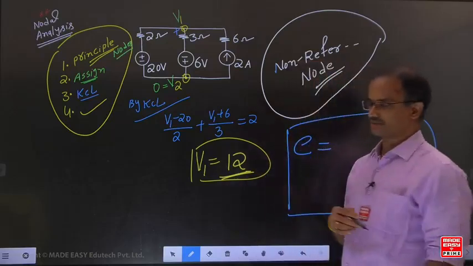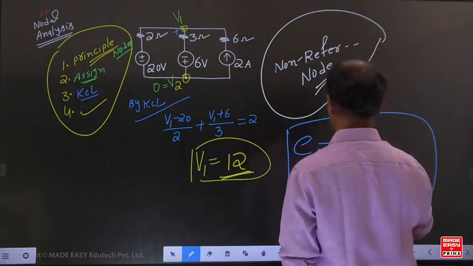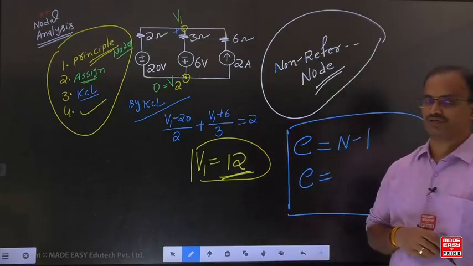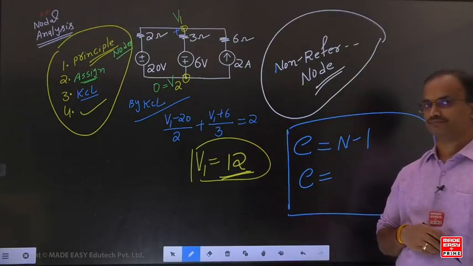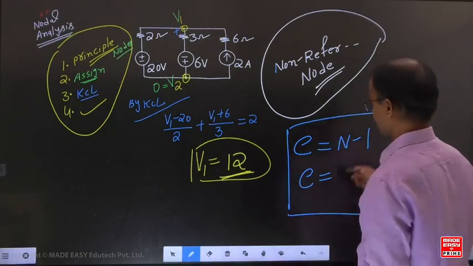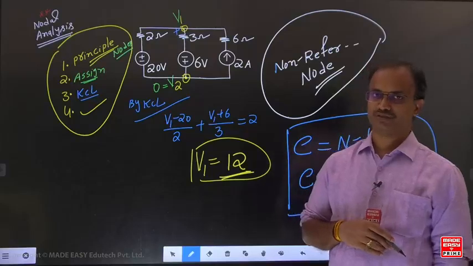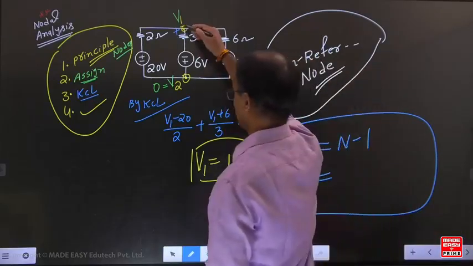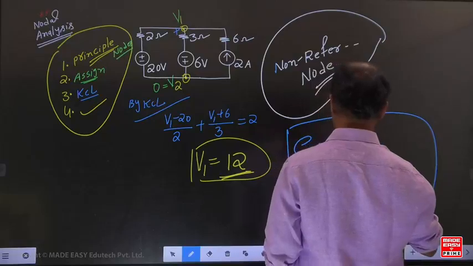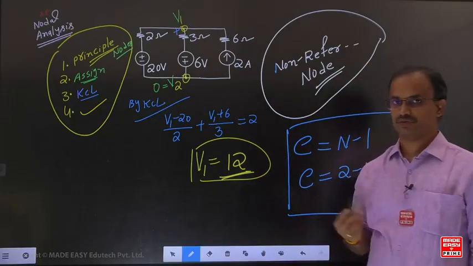Corresponding to this nodal analysis, the total number of equations equals n minus 1. Here the meaning of n is the total number of nodes. How many nodes are there here? 2. 2 minus 1, so how many equations? 1 equation. Write down the general formula.